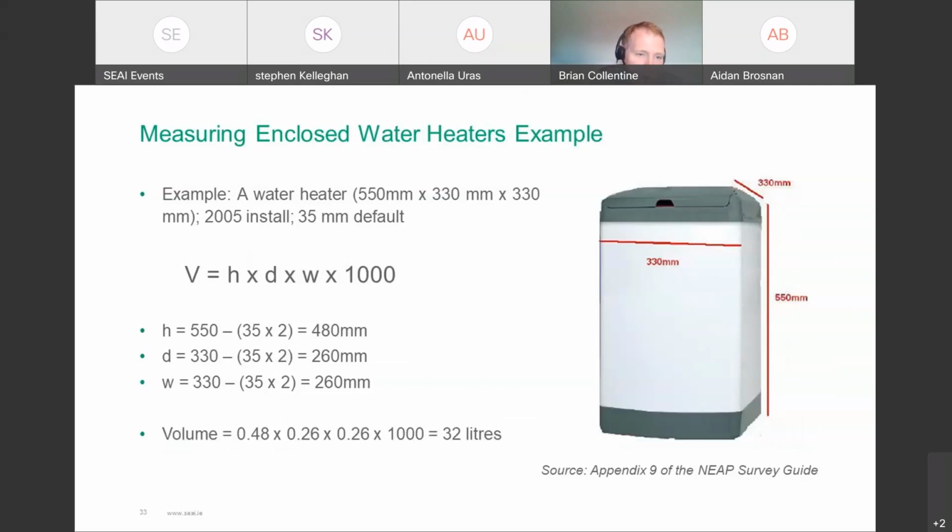So here we have height by depth by width multiplied by 1,000. We take our 70, which is insulation on both sides, from the 550 to get 480, 260, and 260. So the volume here is 0.48 by 0.26 by 0.26 multiplied by 1,000, which is 32 litres. And that's in Appendix 9 of the NEAP survey guide, so it's easily accessible if you come across them, generally a cuboid.